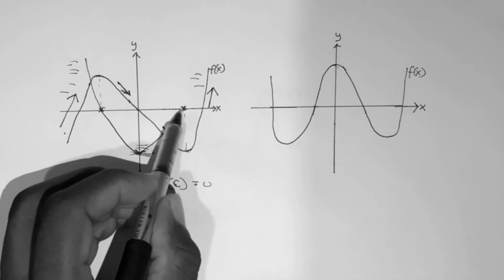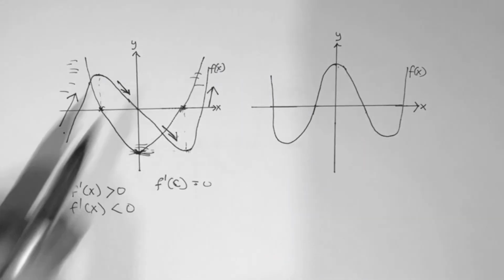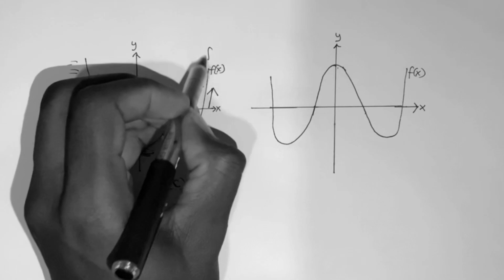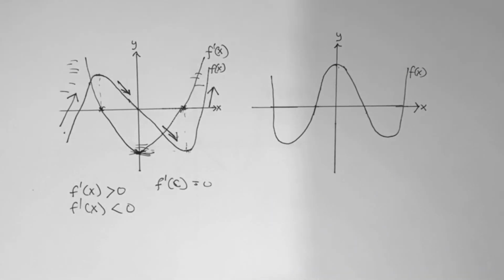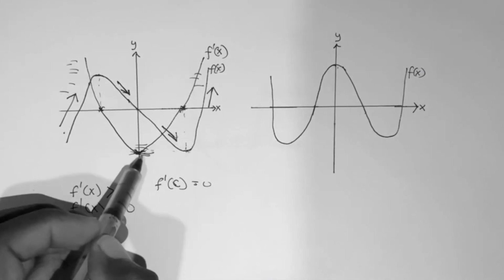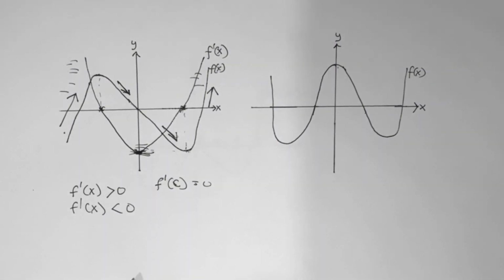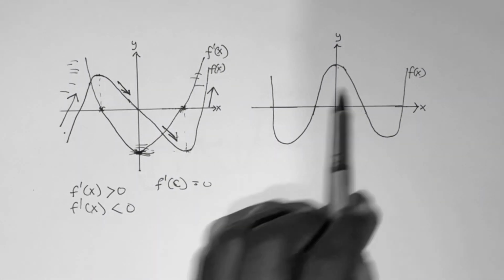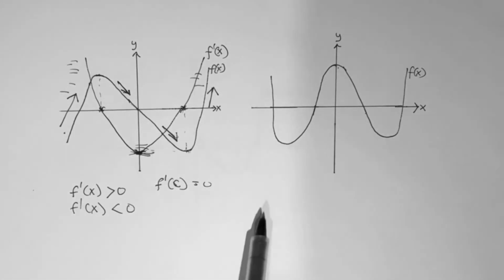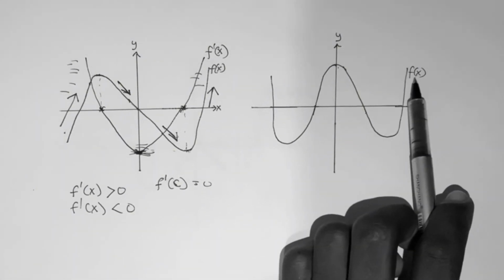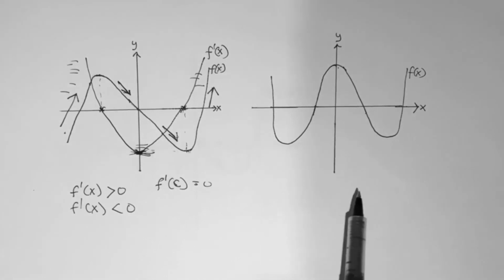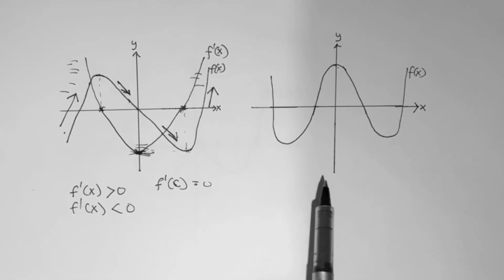So this is how the graph of f prime of x is going to look. And this is the point of inflection. At this point, the function is neither increasing nor decreasing. Now let's use that same understanding to sketch f prime of x from this graph.